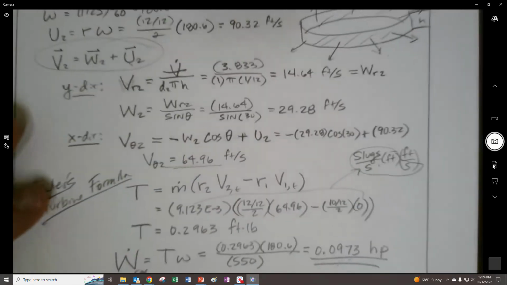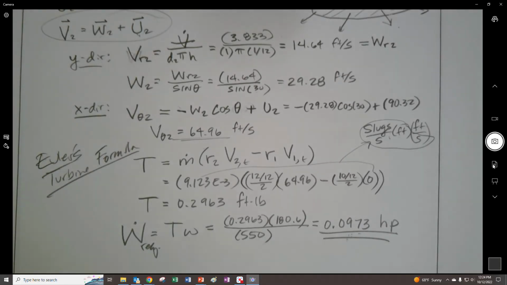So I like this example. It took a long time. That was actually 19 minutes. I'm kind of surprised that it took me that long, but it's an introduction to velocity triangles.